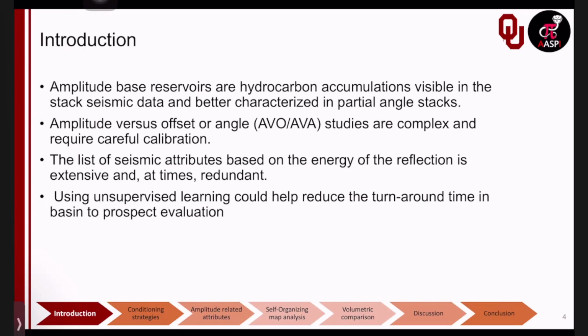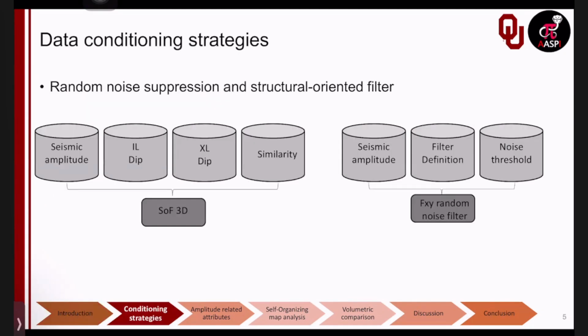Using SOM or any unsupervised learning method could reduce the turnaround time in basin to prospect evaluation, because anyone who has made an AVO attribute analysis probably can relate to the fact that when we are capturing geobodies, it's a very artistic way to capture a polygon. So we are representing what the volume is saying.